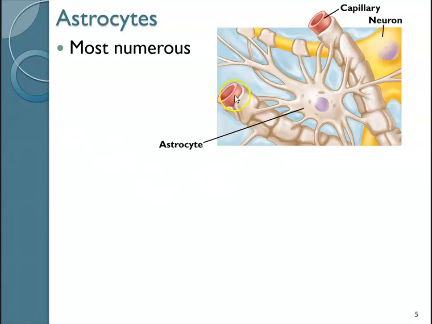So this is blood vessel, capillary. The yellow is the neuron. So these are the cells that help to control what goes from the blood vessel to our neurons and vice versa. These cells will also be responsible for forming the blood-brain barrier, which we'll talk about in chapter 12.